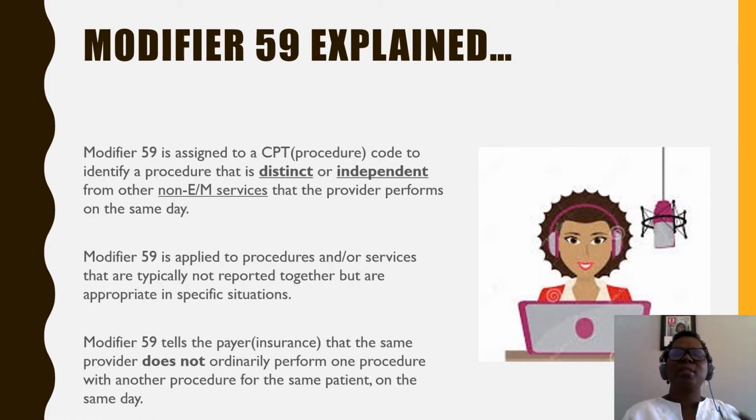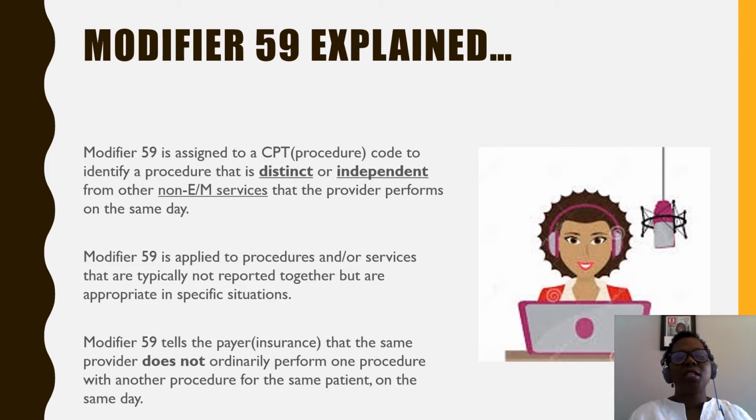Here I will explain a little bit about modifier 59. So modifier 59 is assigned to CPT procedural and or service codes to identify a procedure that is distinct or independent from other non-E&M services that the provider performs on the same day. And for those of you who are new to coding, E&M represents evaluation and management services.